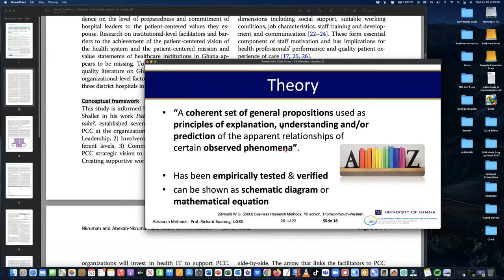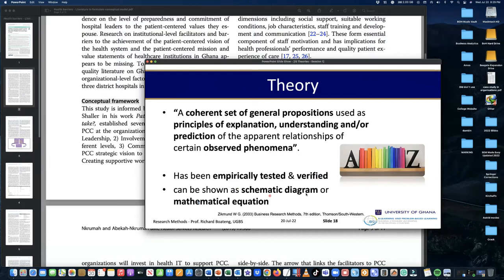So you go through here, all of them are important. The theory is a coherent set of general propositions used as principles for explaining, understanding, and predicting apparent relationships of observed phenomena. The apparent relationship means that the theory has been tested already and verified. I hope you understand me. So the theory itself is not on its own opinion, it has been established already. A conceptual framework is rather a suggestion that has not been empirically tested and verified.